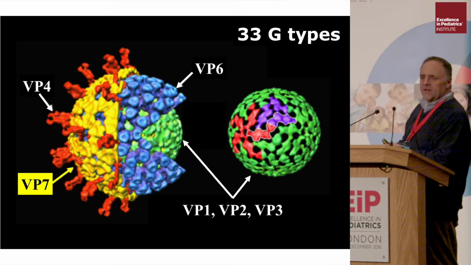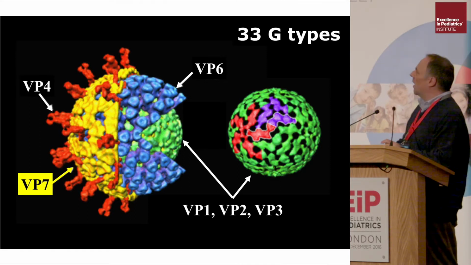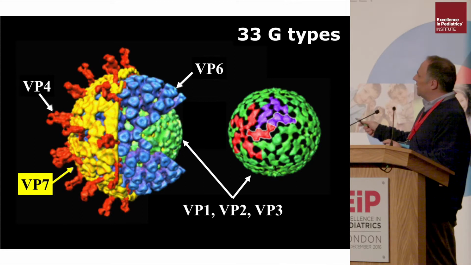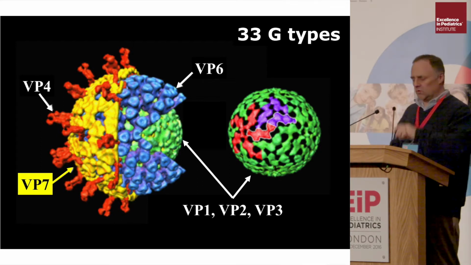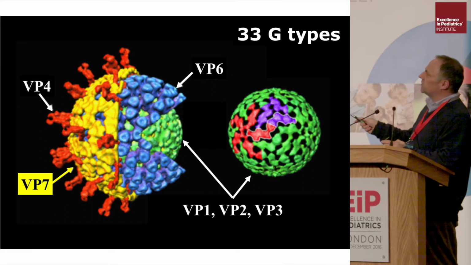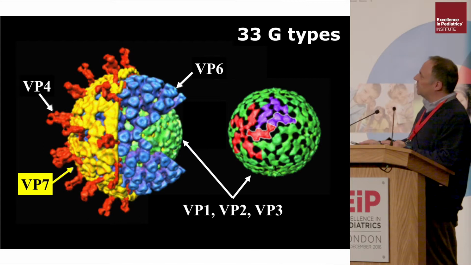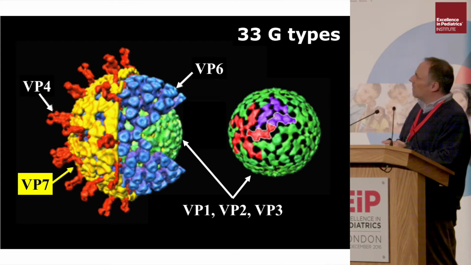Rotaviruses are complicated viruses in terms of structure. They are multi-layered, and they have a core that consists of VP1, 2, and 3, and inside, of course, is the genetic material. And then they have an intermediate layer here with VP6, which is quite conserved among different rotaviruses. And then on the surface, you have a yellow layer here, and that consists of VP7, and that is accessible to the immune system.